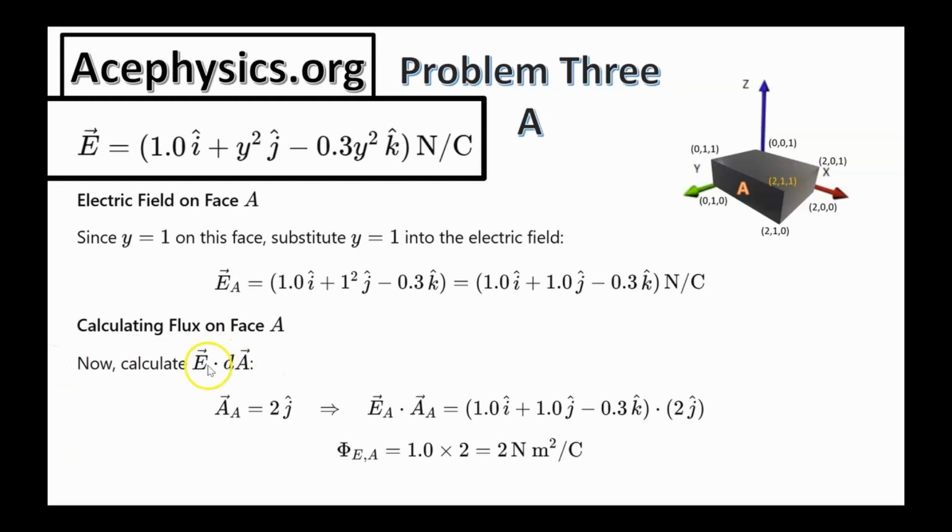Then we calculate the electric field multiplied by the area vector. The area vector of face A is 2j hat. We take the electric field and we dot it with the area vector of face A. This is equal to 2 newtons meter squared per coulomb.